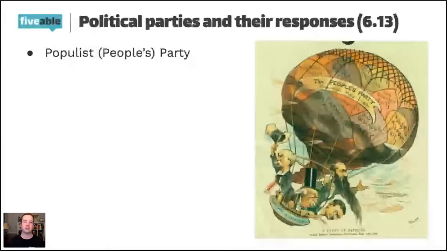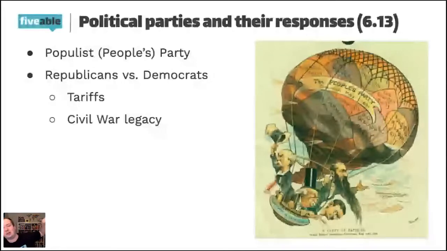You're going to get Republicans versus Democrats on things like the tariff, still the Civil War legacy, waving the bloody shirt. Hey, don't vote for the Democrats. They were the party of secession. Democrats are like, yeah, but that was a long time ago, and that's not us anymore. And then going back and forth. And then, of course, the currency wars, gold or gold and silver, bimetallism, all that kind of stuff.